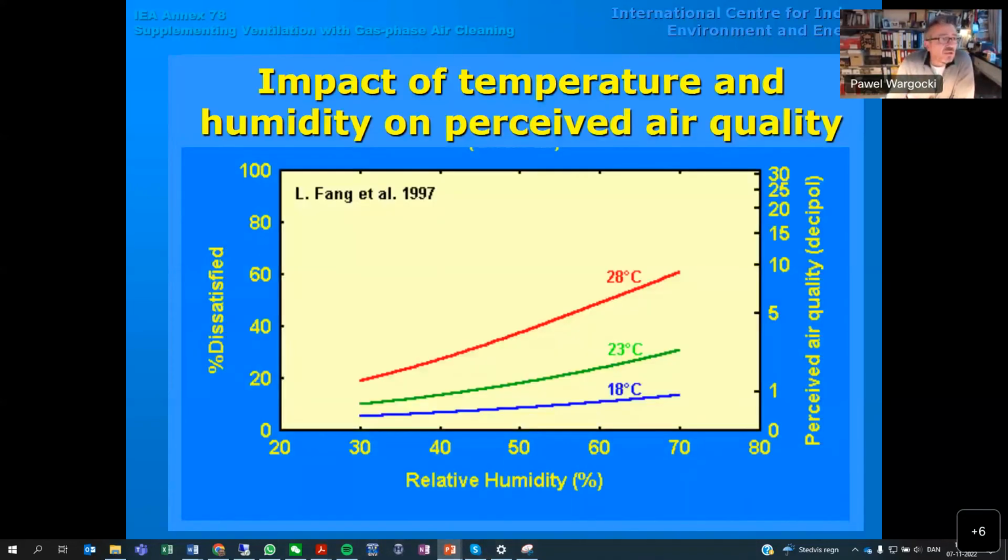And with the increasing enthalpy of air, or increasing temperature and relative humidity, the assessment of the air quality will change independently of the pollution level. So we will be assessing the air as less acceptable if the temperature and relative humidity are increasing. That requires adjustments, and the models for these adjustments and corrections have been developed.